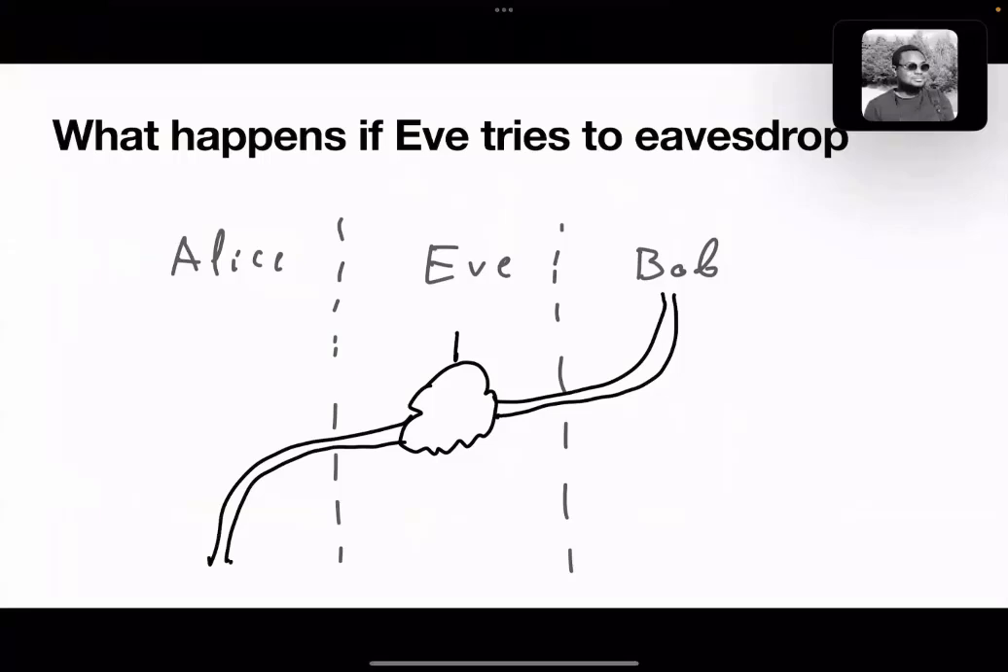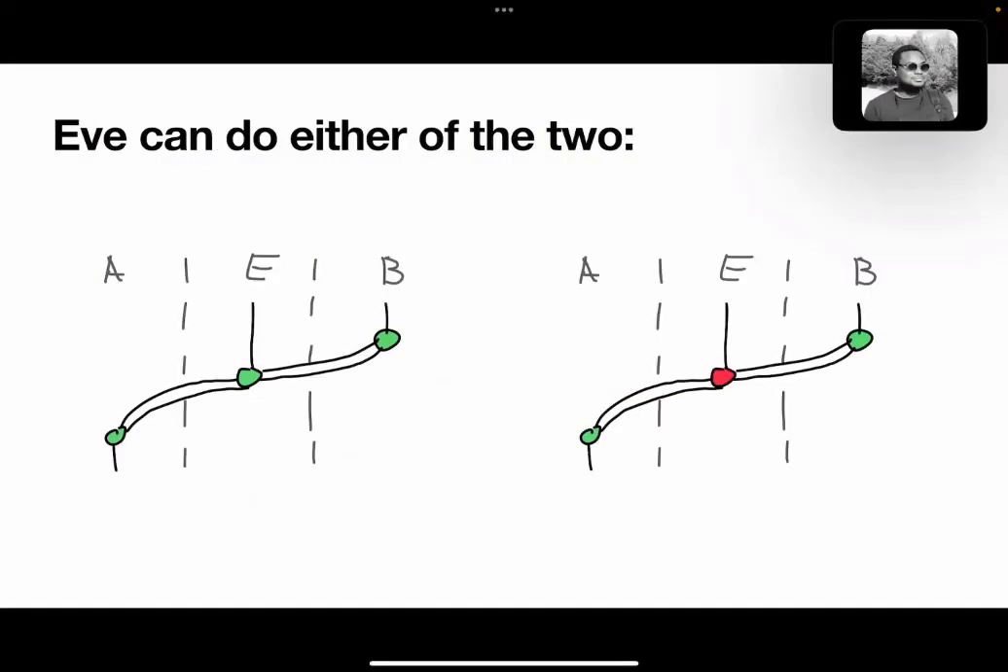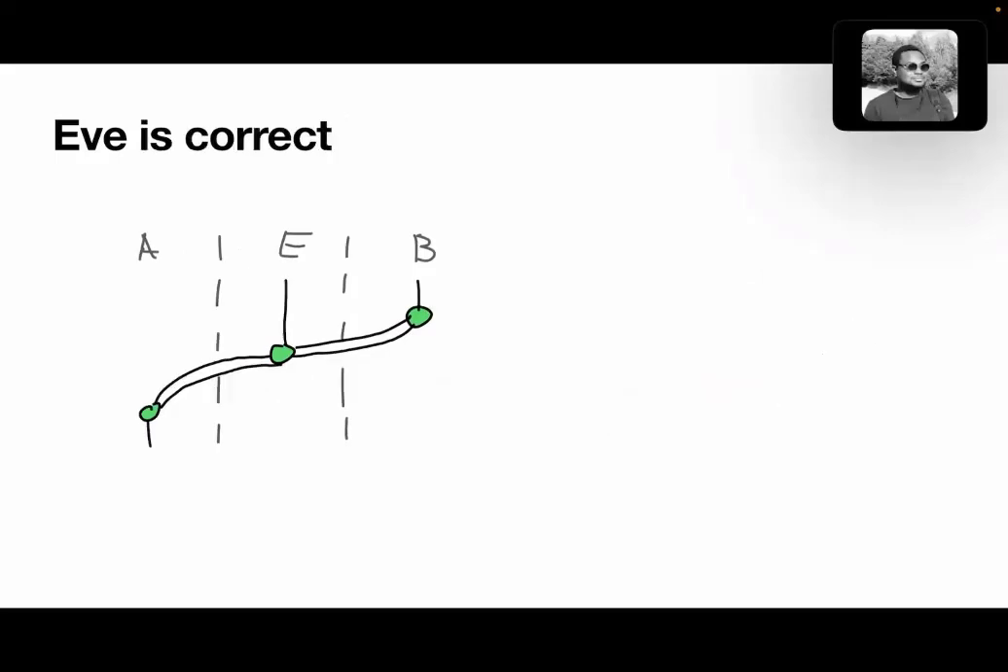But what happens if Eve, in the meantime, tries to eavesdrop, so tries to understand what they are talking about? Do you remember that these are quantum bits? And the only kind of measurement Eve can do is either a measurement in the Z or a measurement in the X basis. So this is what we have seen before.